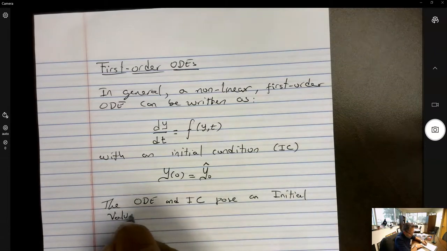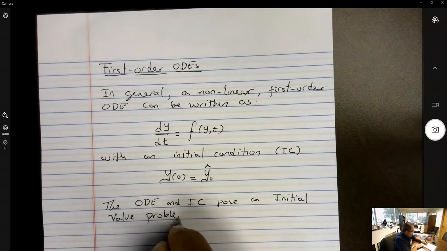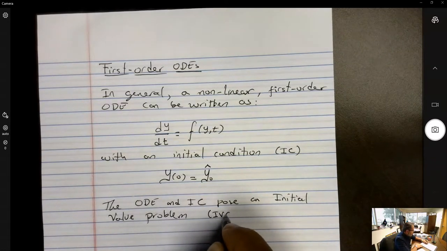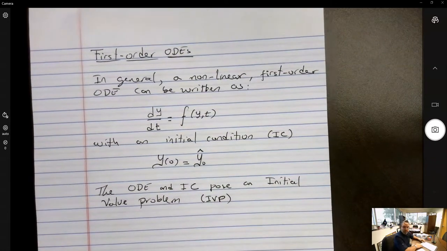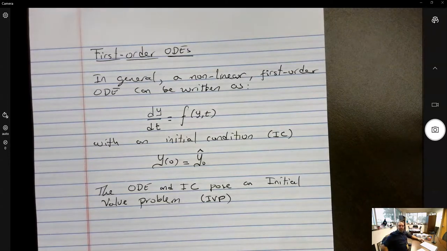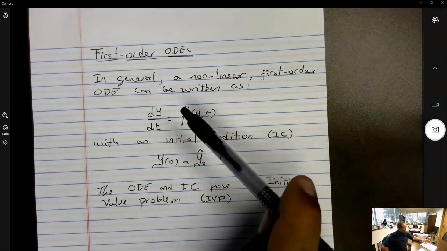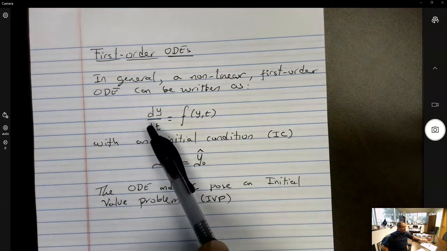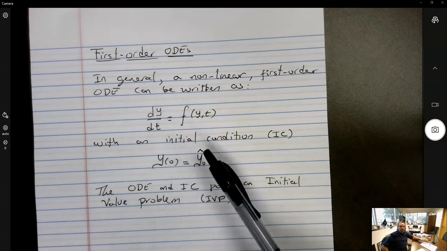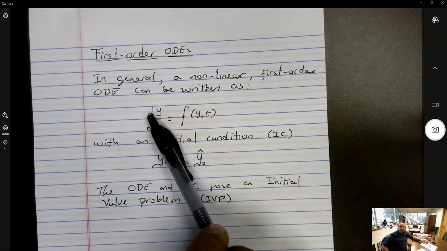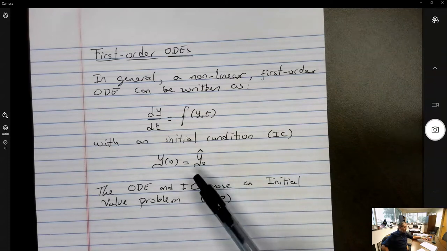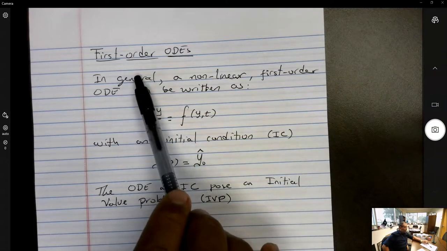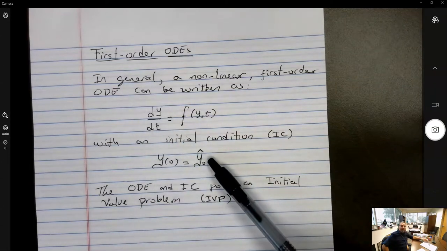Now, this ODE here and the initial condition pose what's called an initial value problem, IVP, sorry. So an IVP, initial value problem, is a combination of a differential equation and its initial condition, or conditions. There might be more than one. If the equation is of order 2, then we might need 2 initial conditions. If the equation is of order 3, then we might need 3 initial conditions. And we're talking about an equation of order 1, for which we only need 1 initial condition.